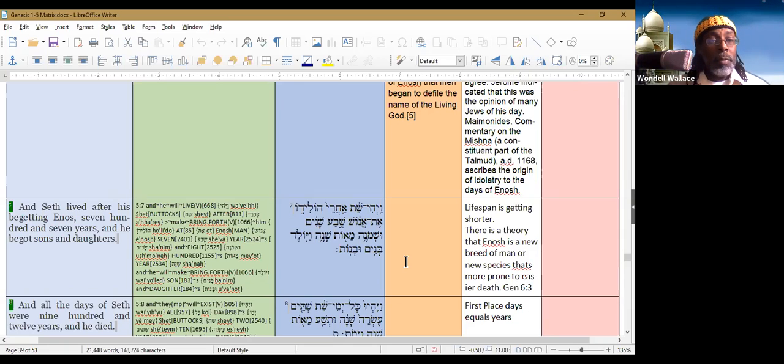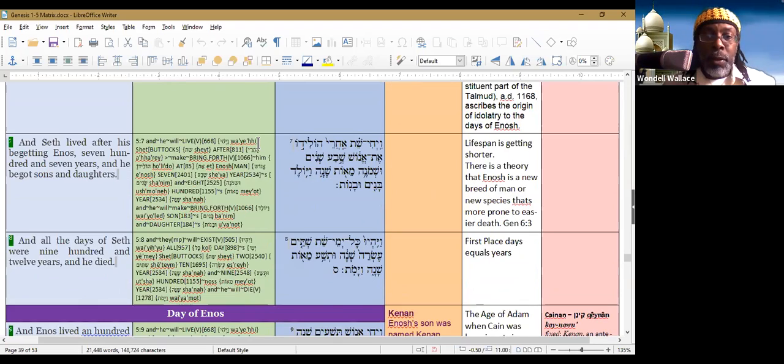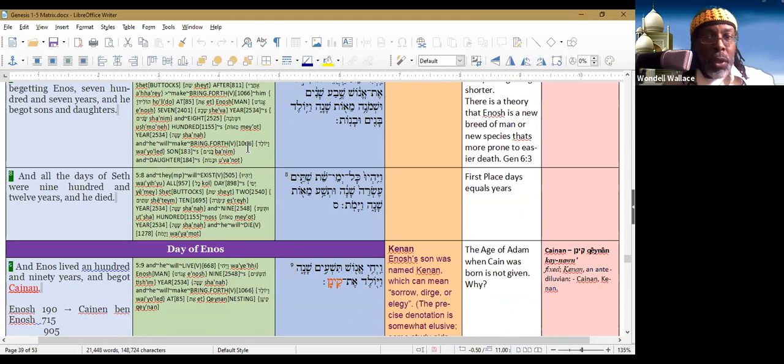And Seth lived after the beginning. Enosh 7. Okay, we already read that. Lifespan is getting shorter. Enosh, they say, was a new species of man. But I understand how they can derive at that, because Enosh means mortal or mortality, or the word for man actually kind of changed a bit. And Enosh became a new word for a man, so to speak. I hope I'm making sense, but I got to run, so I'm going to keep on going. I don't want to develop that thought too much.